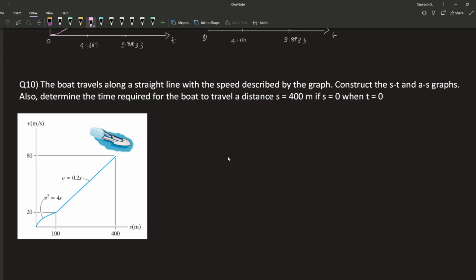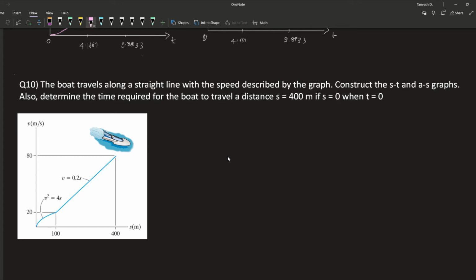Now let us solve this question. In this, it is given that the boat travels along the straight line with the speed described by this graph. So VS graph is given, velocity displacement graph. We need to construct displacement time graph and acceleration displacement graph. Also, we need to determine the time required for the boat to travel a distance s equals to 400 meters if s equals to 0 when t equals to 0. Fine.